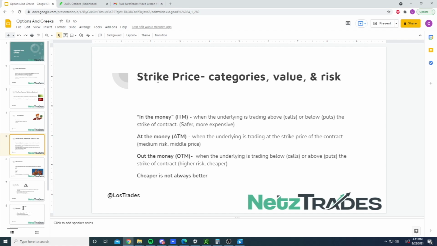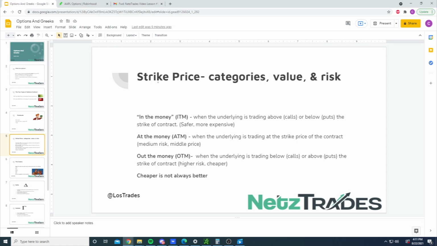Next, you have at the money contracts, also known as ATM. This is when the underlying is trading at the strike price of the contract. So these are medium risk, middle priced. The stock price is exactly what the option strike price is. It has value because if the stock price goes above the strike price, then it becomes an in the money contract, moving into the ITM category.